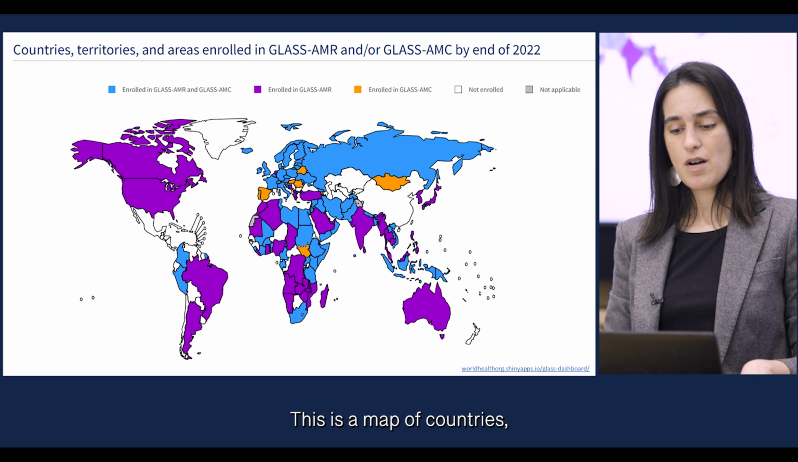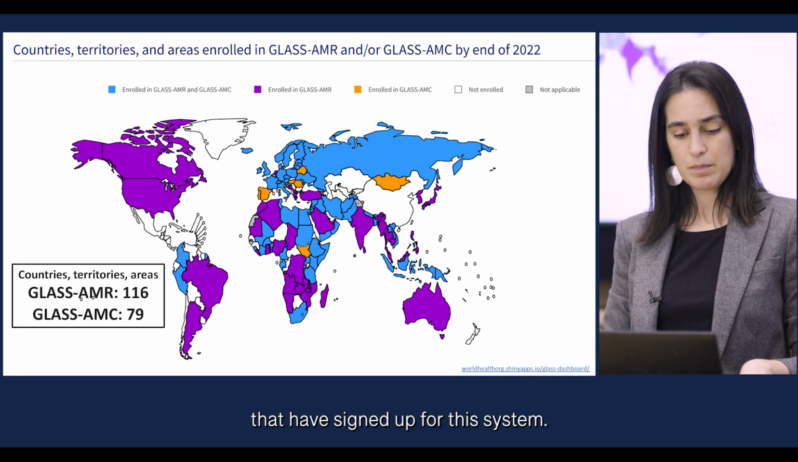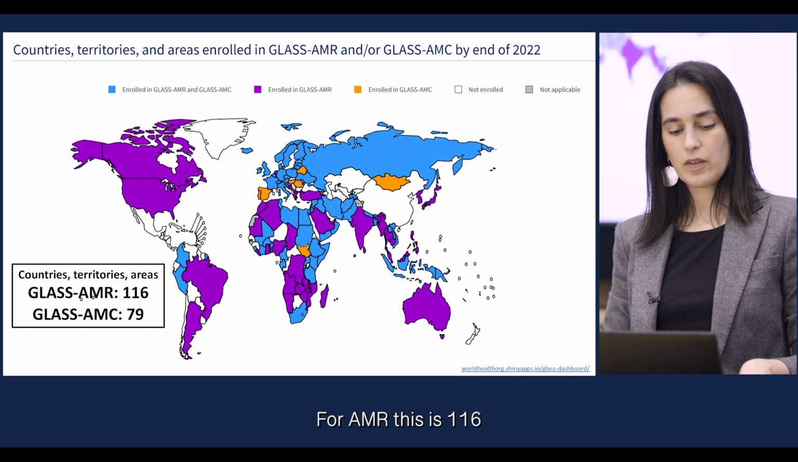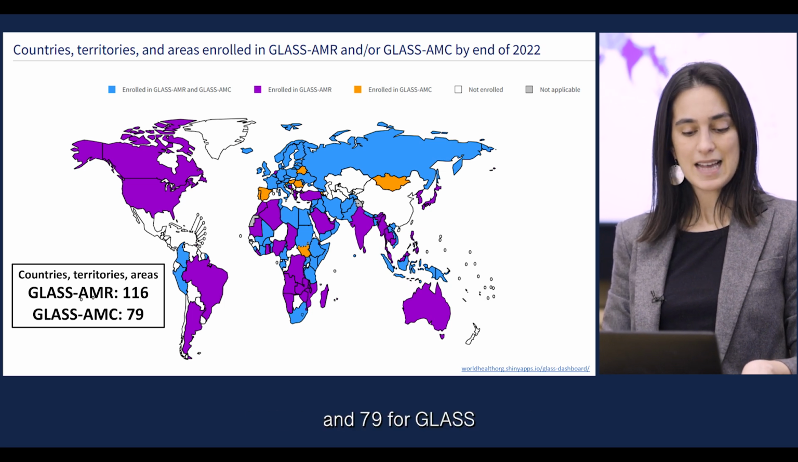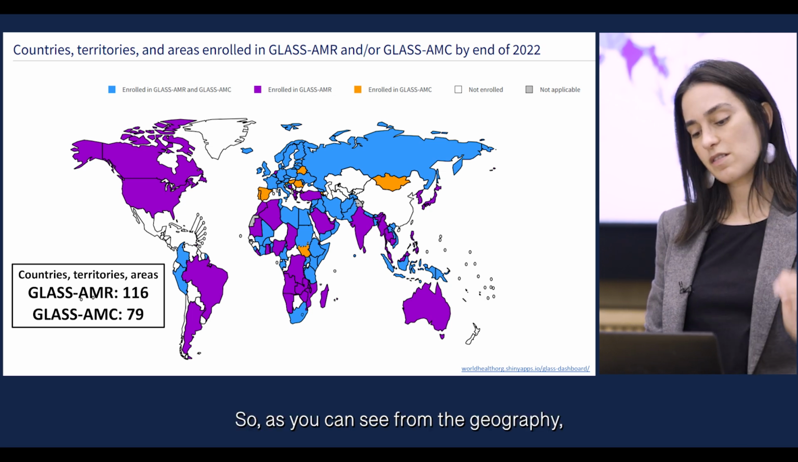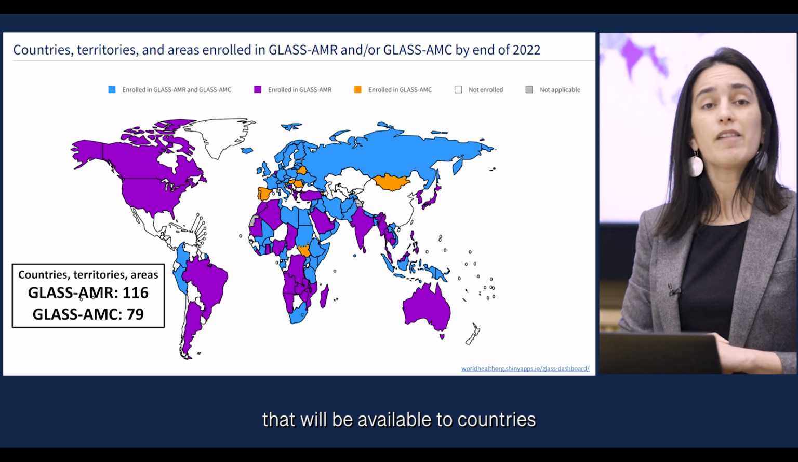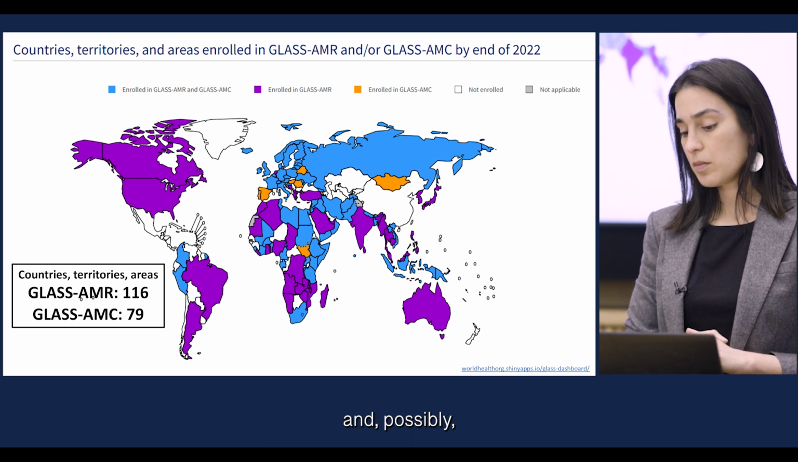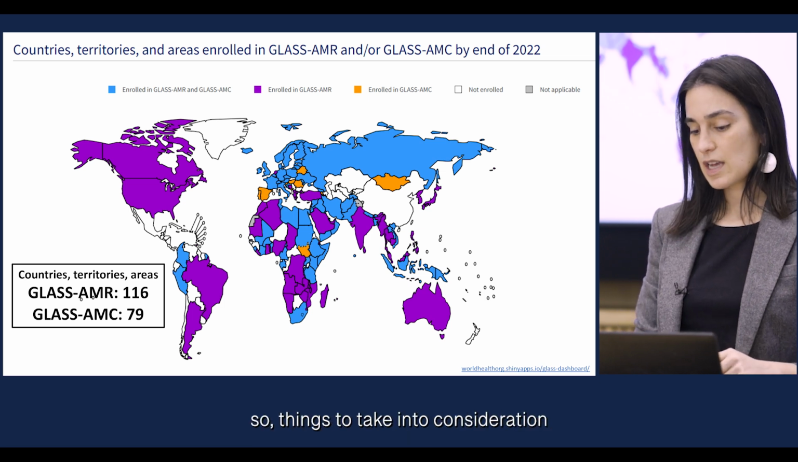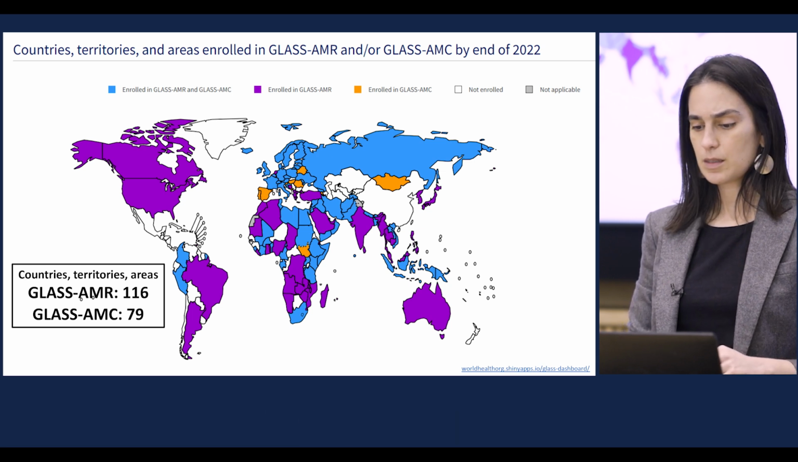This is a map of countries and regions and territories that have signed up for the system. For AMR, this is 116 areas by 2021-2022, and 79 for GLASS AMC, the antimicrobial consumption component. So as you can see from the geography, there's going to be a wide variation in terms of resources that will be available to countries and possibly affecting some of the metrics. So things to take in consideration when we're looking into the results of surveillance systems.